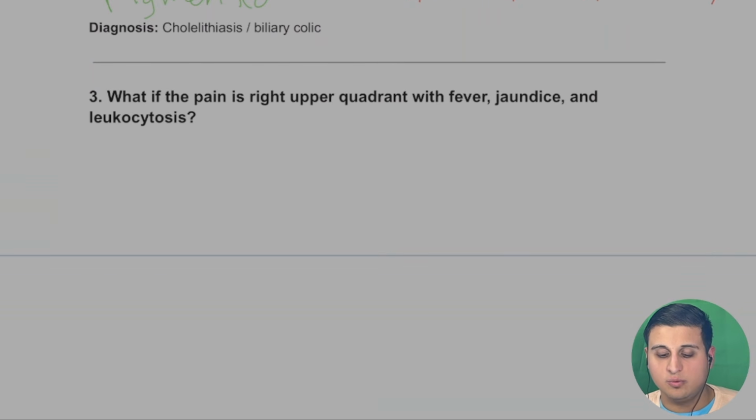Moving on to our next one. What if the pain is in the right upper quadrant with fever, jaundice, leukocytosis? Well, now we're in a different quadrant. This could still be appendicitis, right? Especially in a pregnant patient.